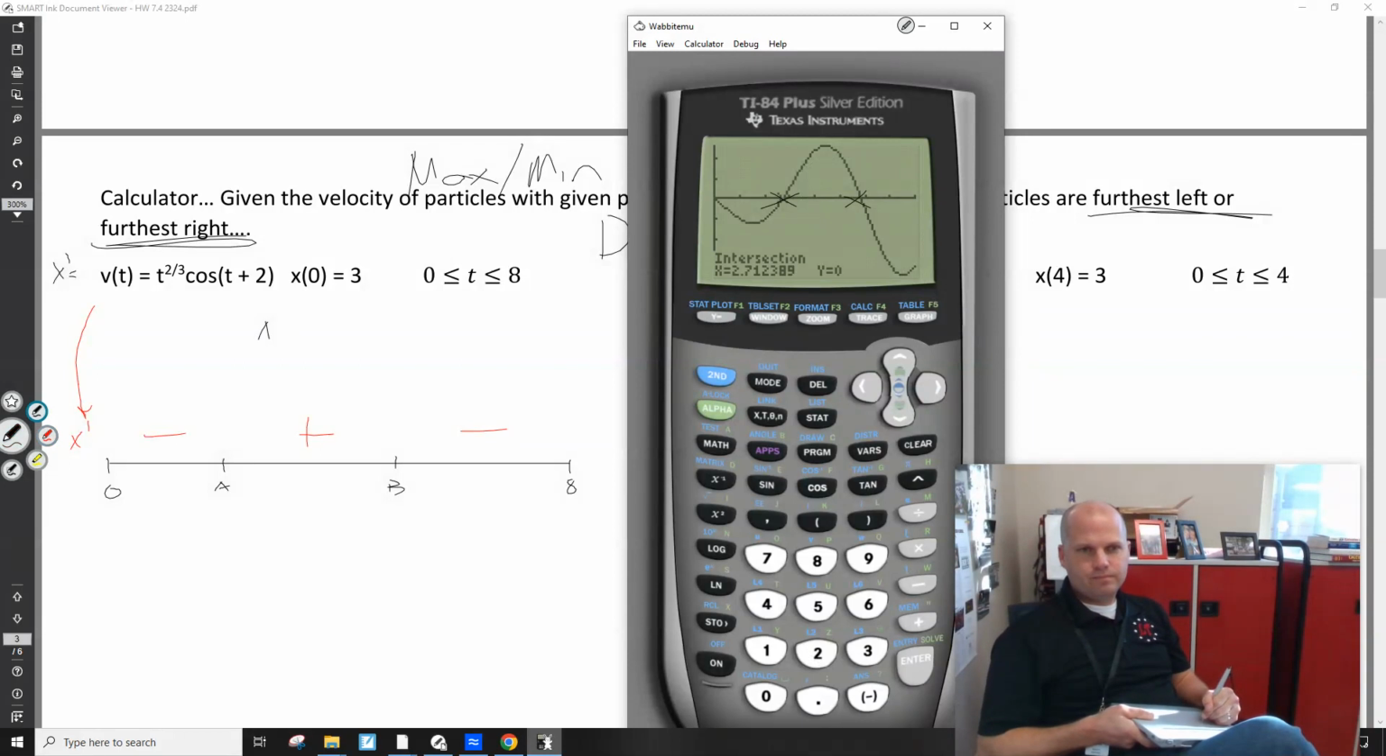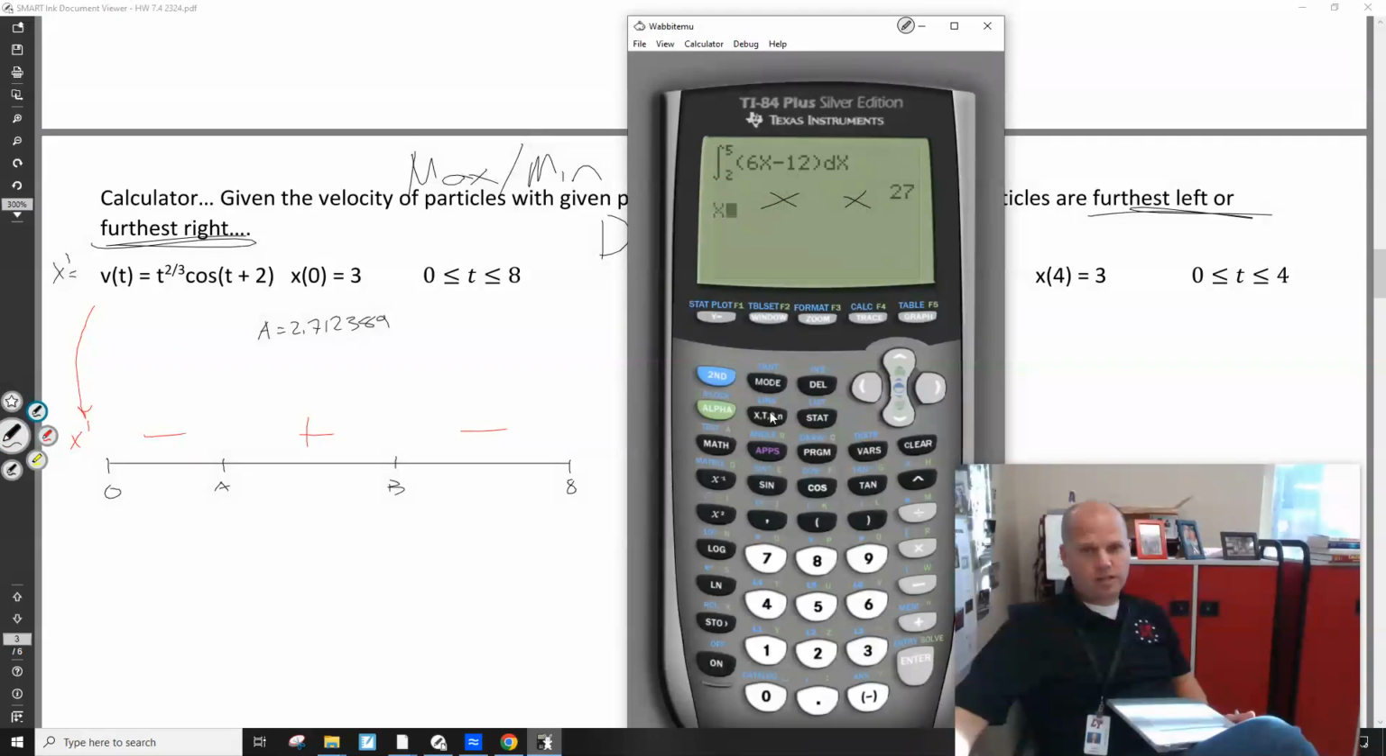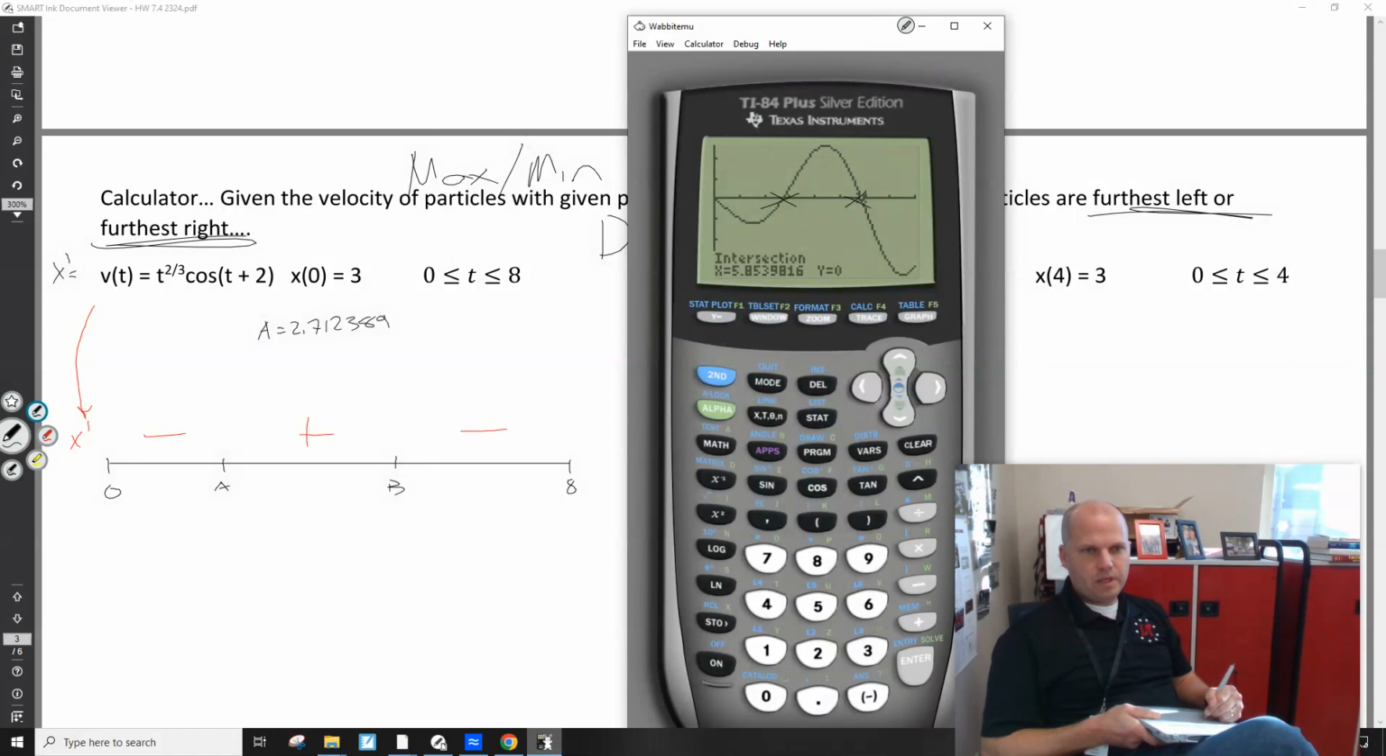Write that down. Let's find the other one. Actually, let's store that as A first. That way we can use it. Let's find the other one. If you don't know what you're doing here, you got to go back and redo the lesson 2 homework, because this is exactly what we did in lesson 2. B is 5.8539816. Store that.